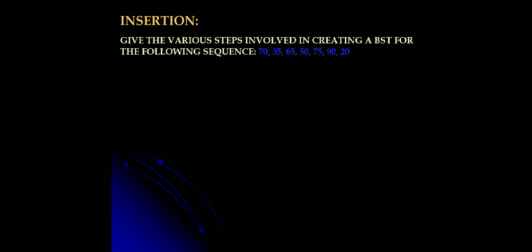Coming to the insertion operation. This is another common question you can expect. They may give you some sequence of elements and ask you to construct a BST. The procedure is simple and this is the most important question you can expect. Following is the sequence given: 70, 35, 65, 50, 75, 90 and 20. In the same order we have to perform the insertion operation.